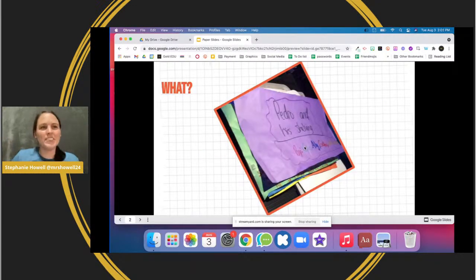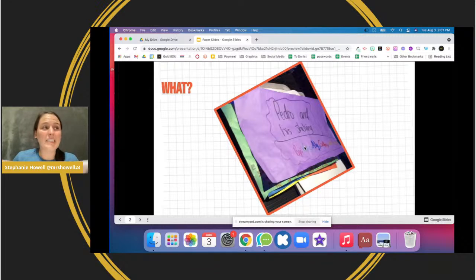So instead of a Google slide, students actually use paper to create their slide deck, which is crazy because I know so often we're like, oh, just use slides. But the kids love these. They get to use all their different markers. They get to use paper, and then they get to create all of these fun slides.